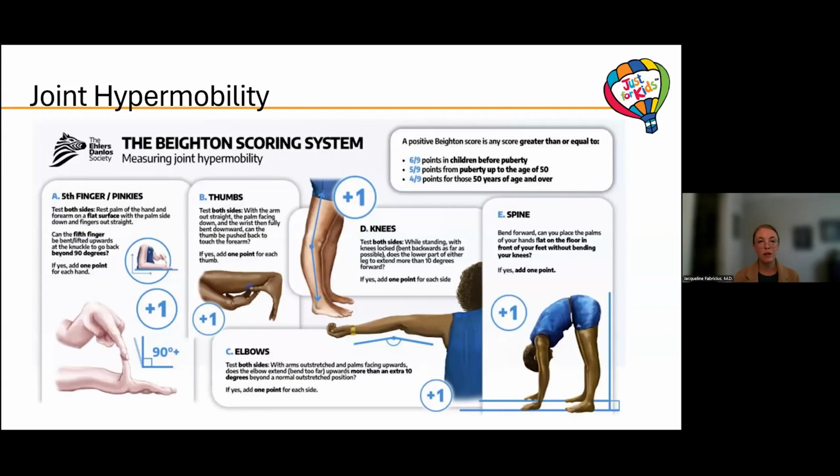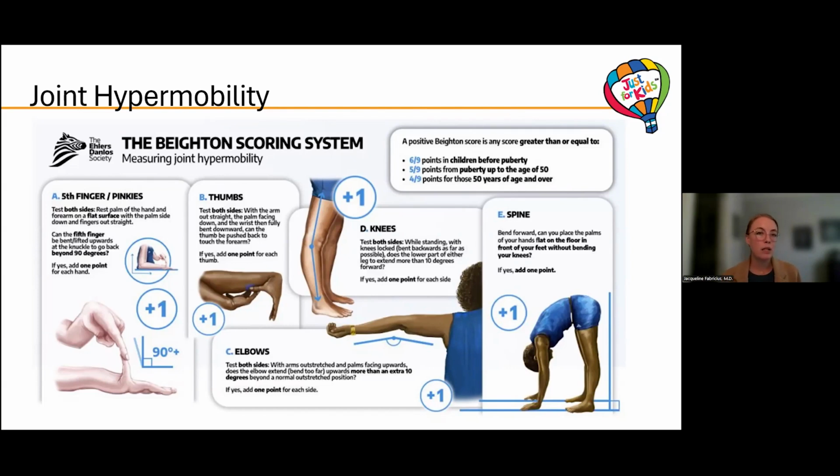Okay, moving on to talk about joint hypermobility. Now, this is a very, very common finding in the pediatric population. Depending on the study that you look at, up to a third of children and adolescents will have hypermobility. So you're going to see this much more commonly than JIA, which is 1 in 100,000 children, right? It is more prevalent in females and it decreases with age.